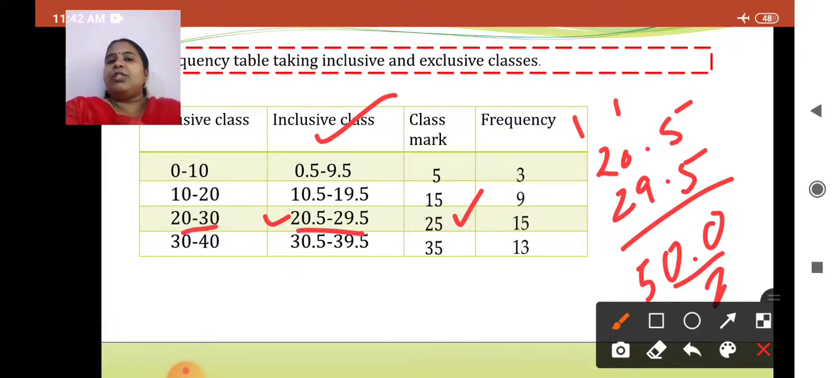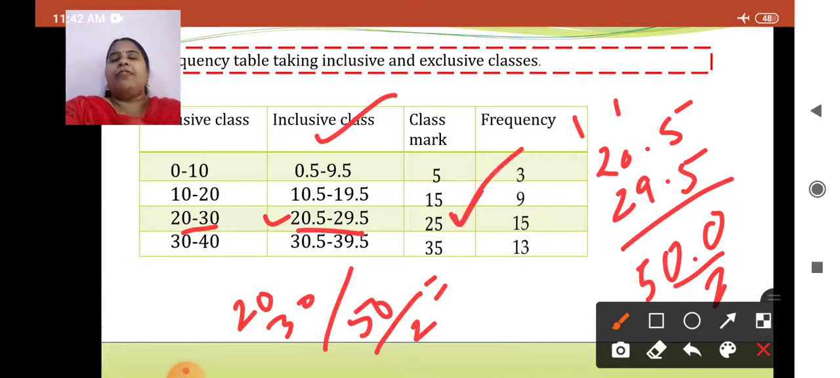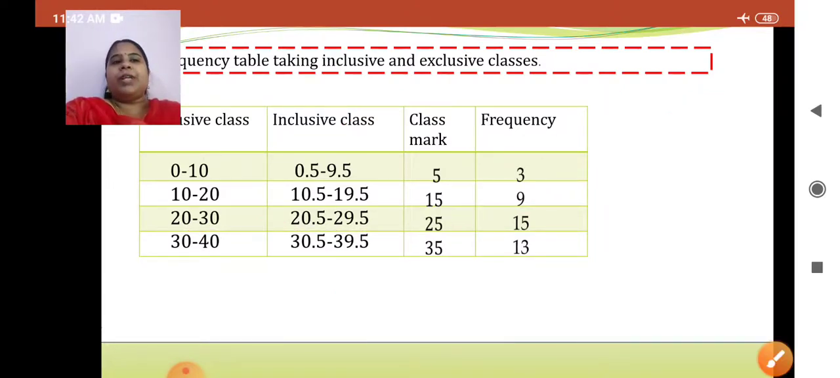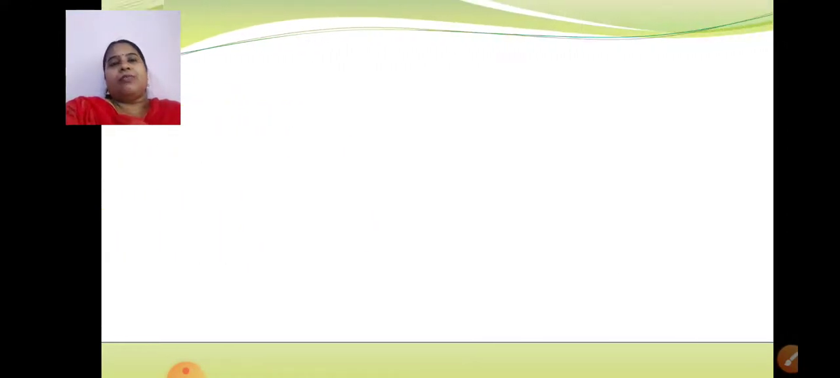Let's see for this 20 to 30. 20 plus 30, how much? 50. And divided by 2 is how much? Again 25. So both ways I am getting the class marks correct. I hope you are understanding this. So this is a way to convert between exclusive method and inclusive method when class marks and frequencies are given. I hope this concept is very nicely understood.